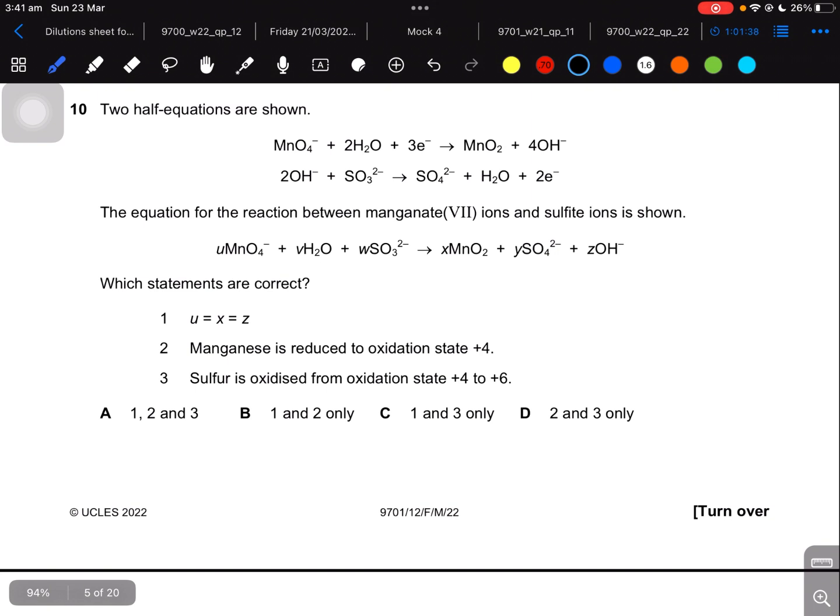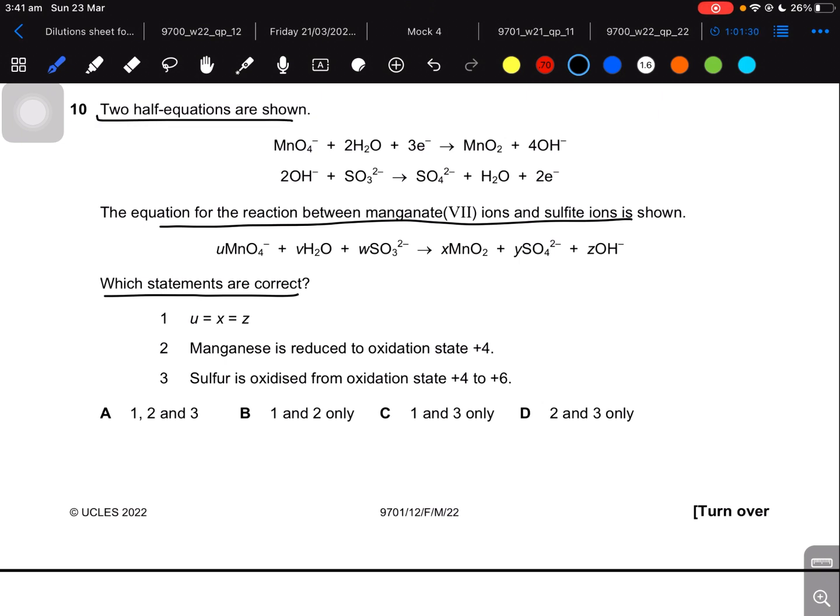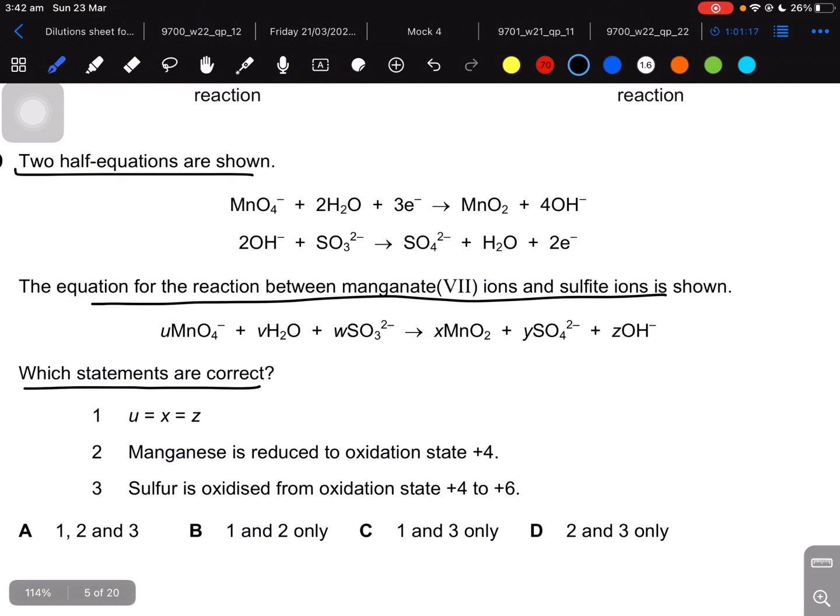Two half equations are shown. The equation for the reaction between manganate(VII) ions and sulfide ions is shown. Which statements are correct? Okay, so we're going to have to do some balancing. 2e's, 3e's, multiplied by 2, multiplied by 3.